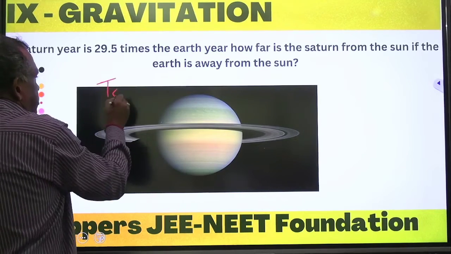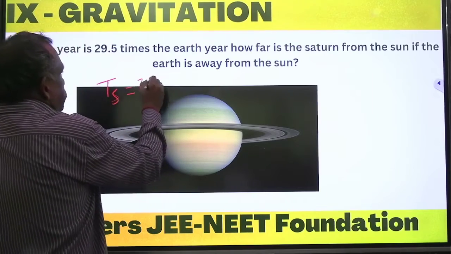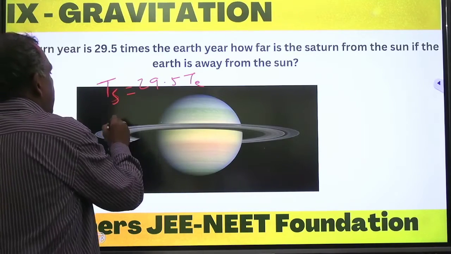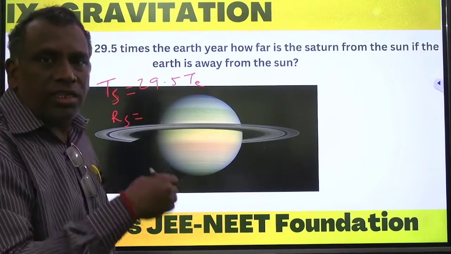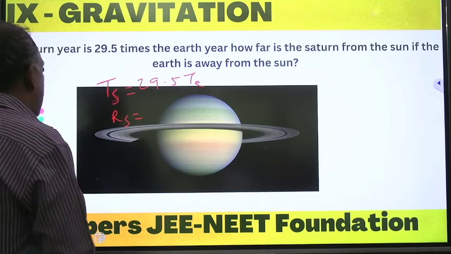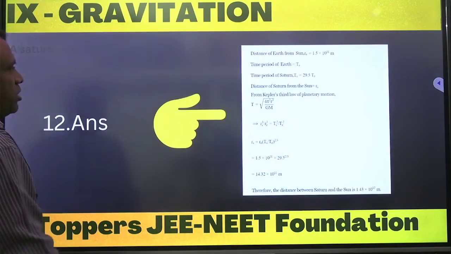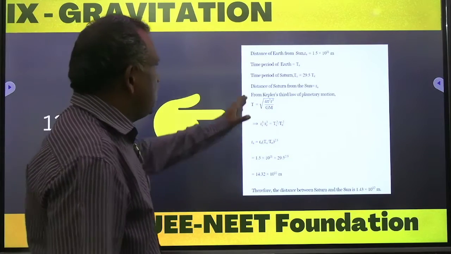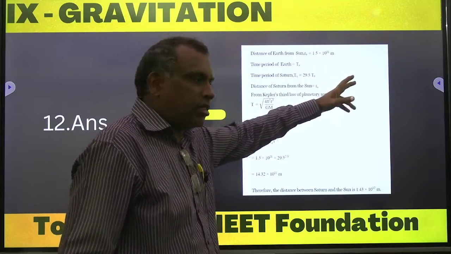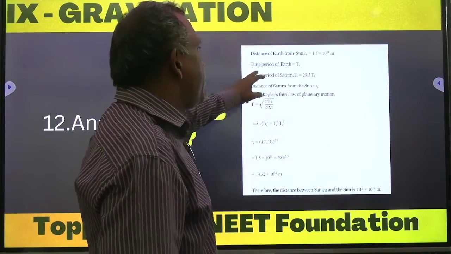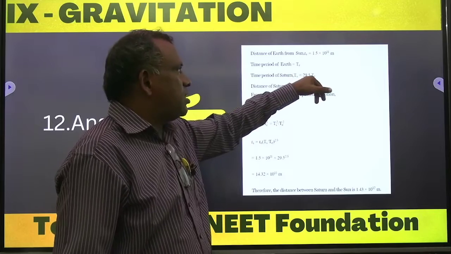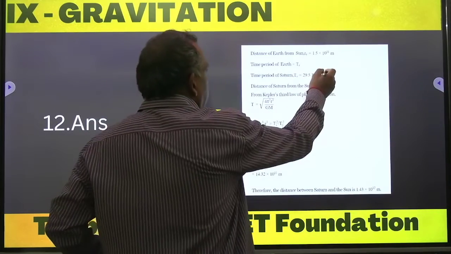The time period of Saturn, TS, is 29.5 times TE when compared with the Earth. Now the radius of the orbit of Saturn will be how many times the radius of the Earth's orbit? Of course, options are not given, but the simple way is this. The distance of the Earth from the Sun is 150 million kilometers, 1.5 into 10 power 11 meters. The time period of the Earth is TE, and the time period of Saturn is TS, which is 29.5 times TE.